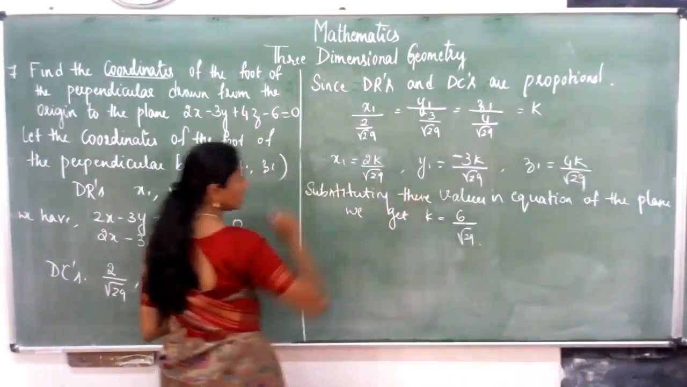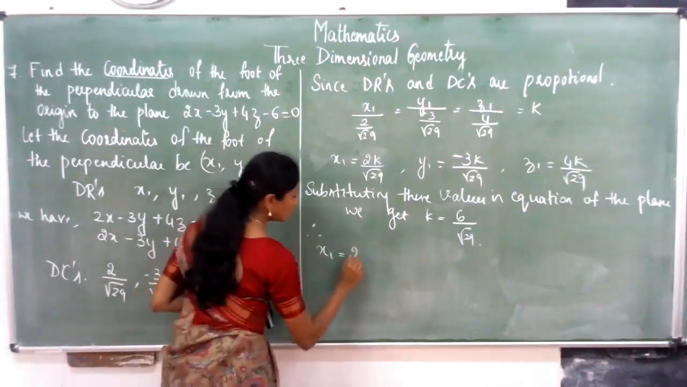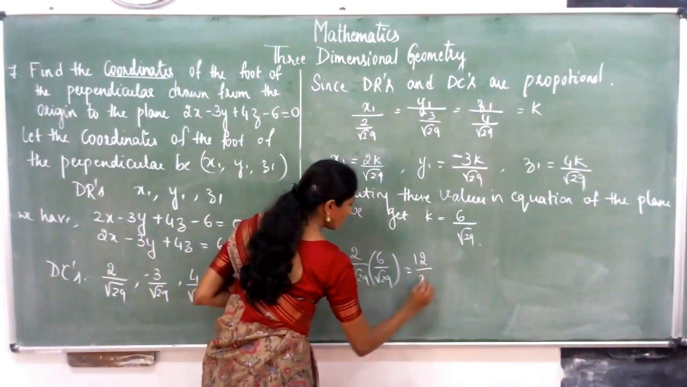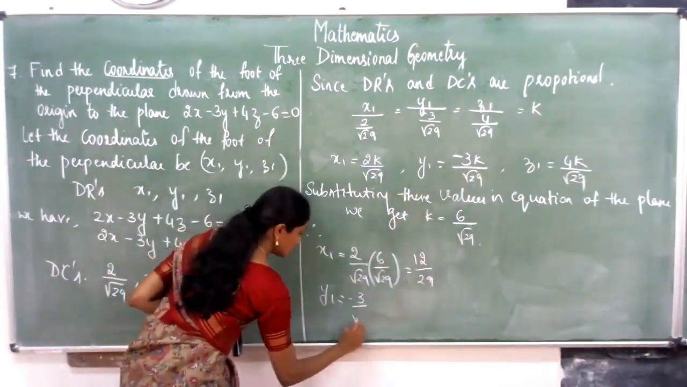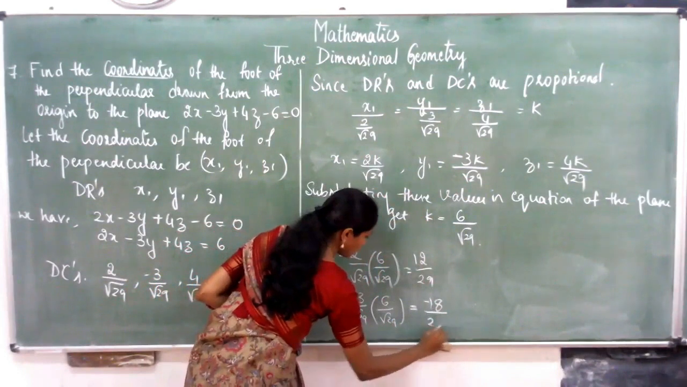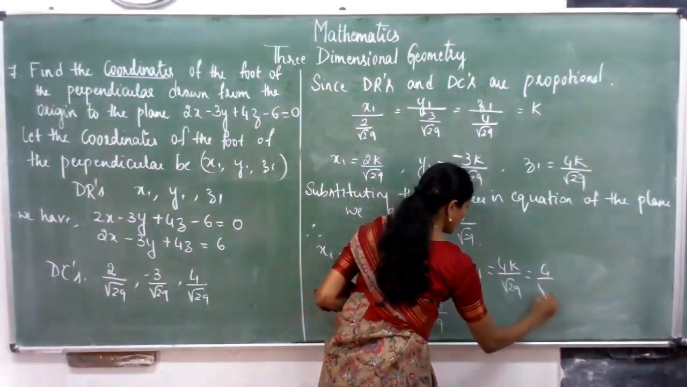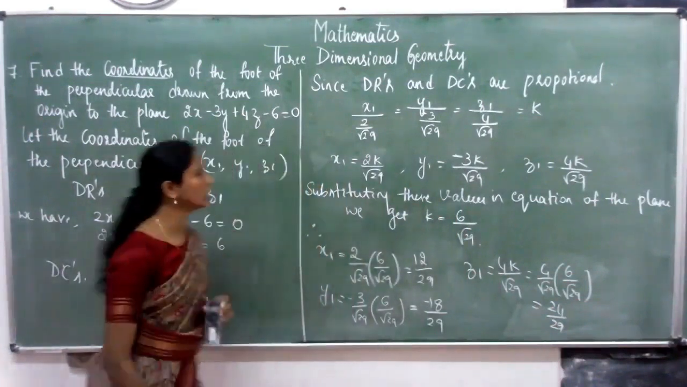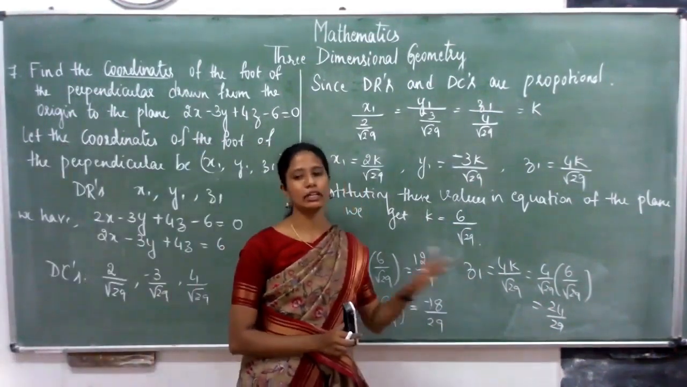Substituting the value of k, x1 will be equal to 2 by root 29 into 6 by root 29, which will be equal to 12 by 29. Next, y1 is minus 3k by root 29, so minus 3 by root 29 into 6 by root 29, which is equal to minus 18 by 29. And similarly, z1 is equal to 4k by root 29, which is 4 by root 29 into 6 by root 29, which is 24 by 29. Therefore, the required coordinates of the foot of the perpendicular are 12 by 29, minus 18 by 29 and 24 by 29.